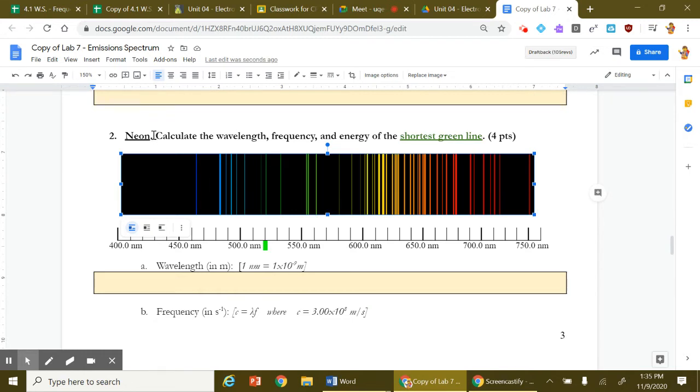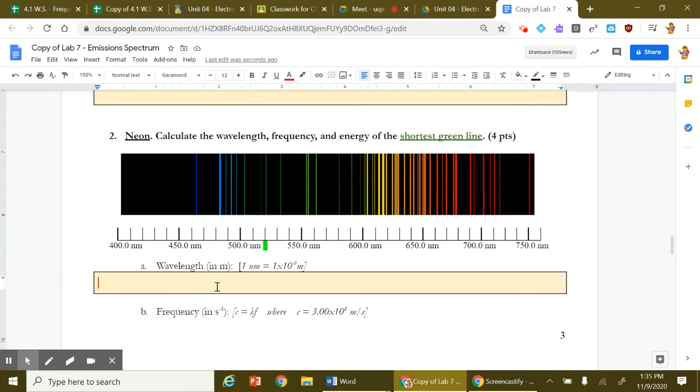It will tell you in this problem, calculate the wavelength, the frequency, and the energy of the shortest green line in this neon. In this case, the shortest green line is about here. It's about 500 nanometers, 510, 520. So you would say, okay, we're going to start by taking 520 nanometers and convert that into meters. So that's going to be the first problem that you have to do here.